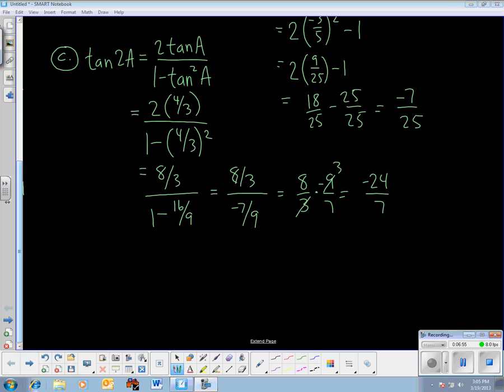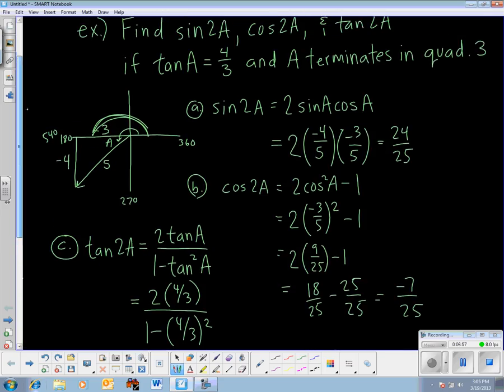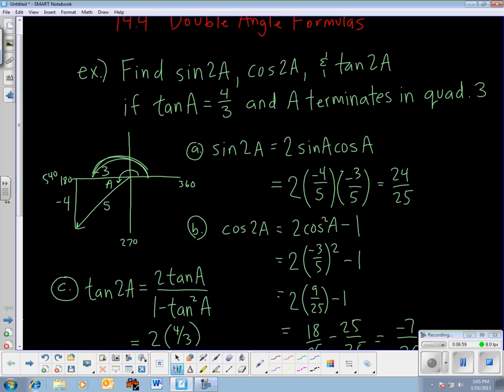So to review this example, our goal was to find, given some info about A, we didn't get the angle A, but we got where its tangent is, which let us set up this triangle system. We found the sine, cosine, and tangent of 2A using our new formulas.